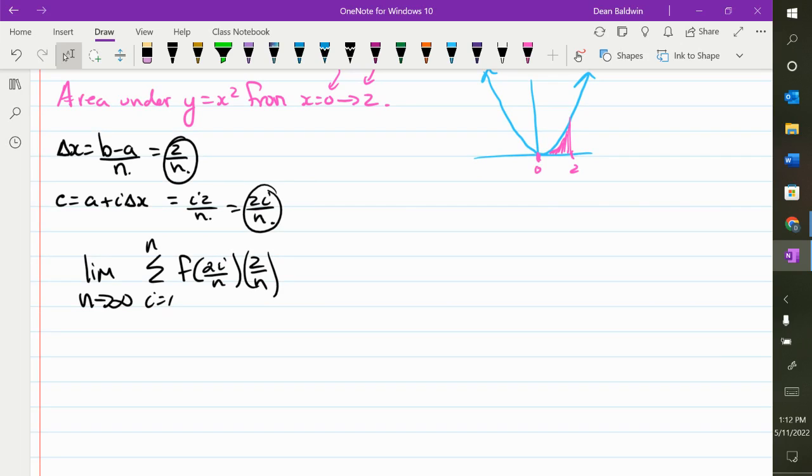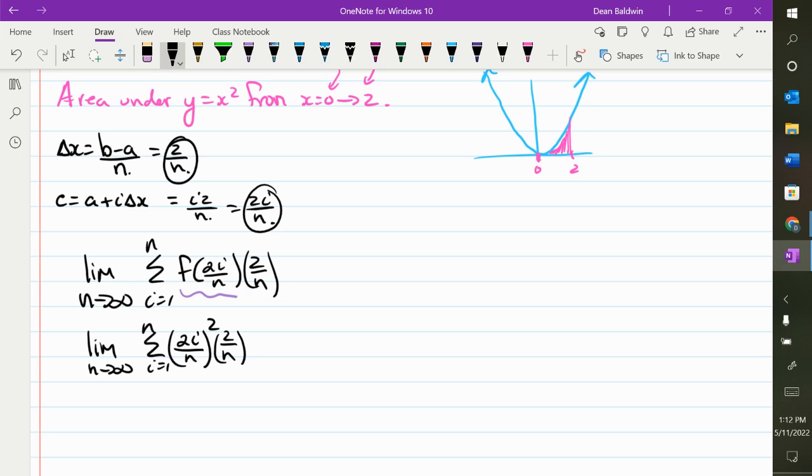Now what? So we have the equation to use f of x. This says f of a something, right? Plug that in. So the something, the 2i over n, goes into our function. So we get 2i over n all squared times 2 over n.